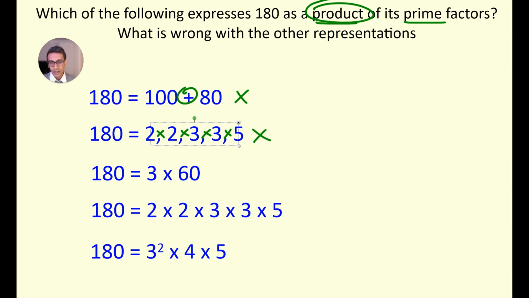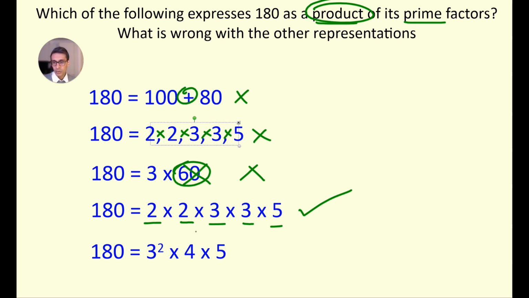Question 3 does multiply to 180, so it is a product, but it's not a prime number, so that also doesn't work. The fourth example does work, so we can see this is a product of primes, so we can double check that this does multiply to 180. So 2 times 2 is 4, times 3 is 12, times 3 is 36, times 5 is going to give you 180, so that works.